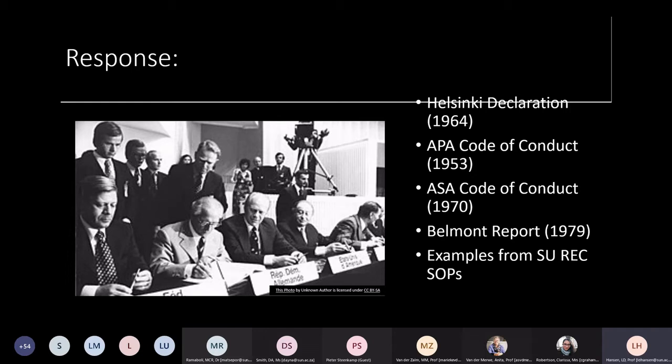Also, the Stellenbosch University Policy on Responsible Research Conduct, so that we have our own policy as well, not only all these international or national ones, but also our own research policy that we have to abide by and that we have to apply in our reviews.